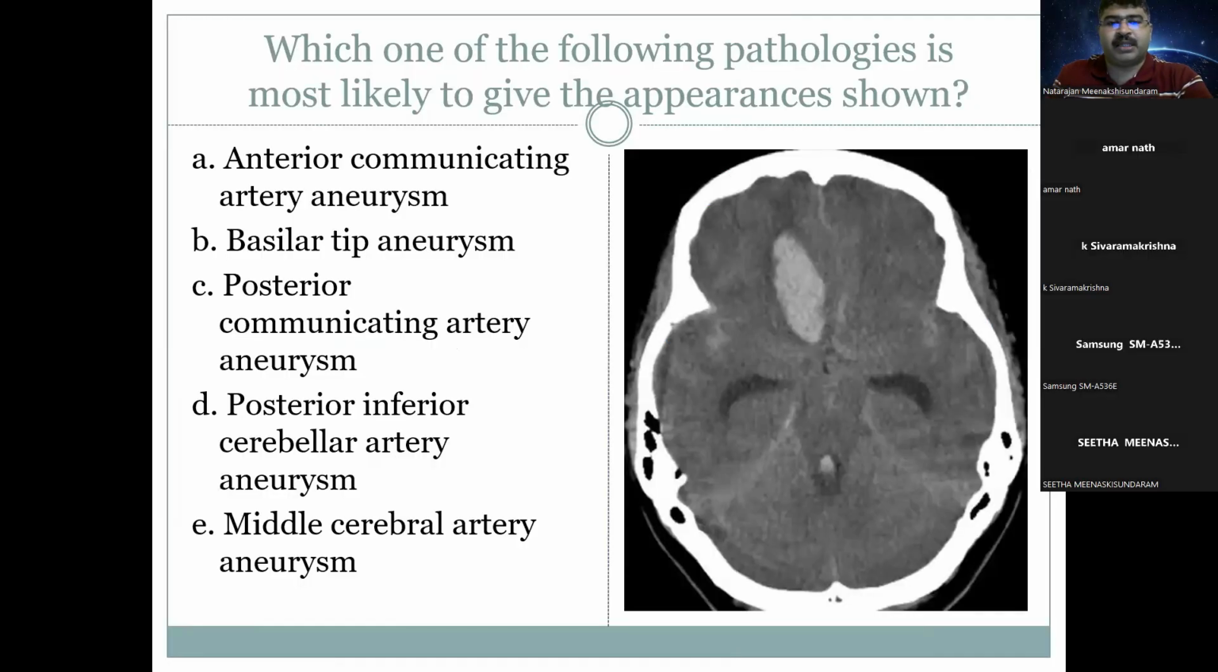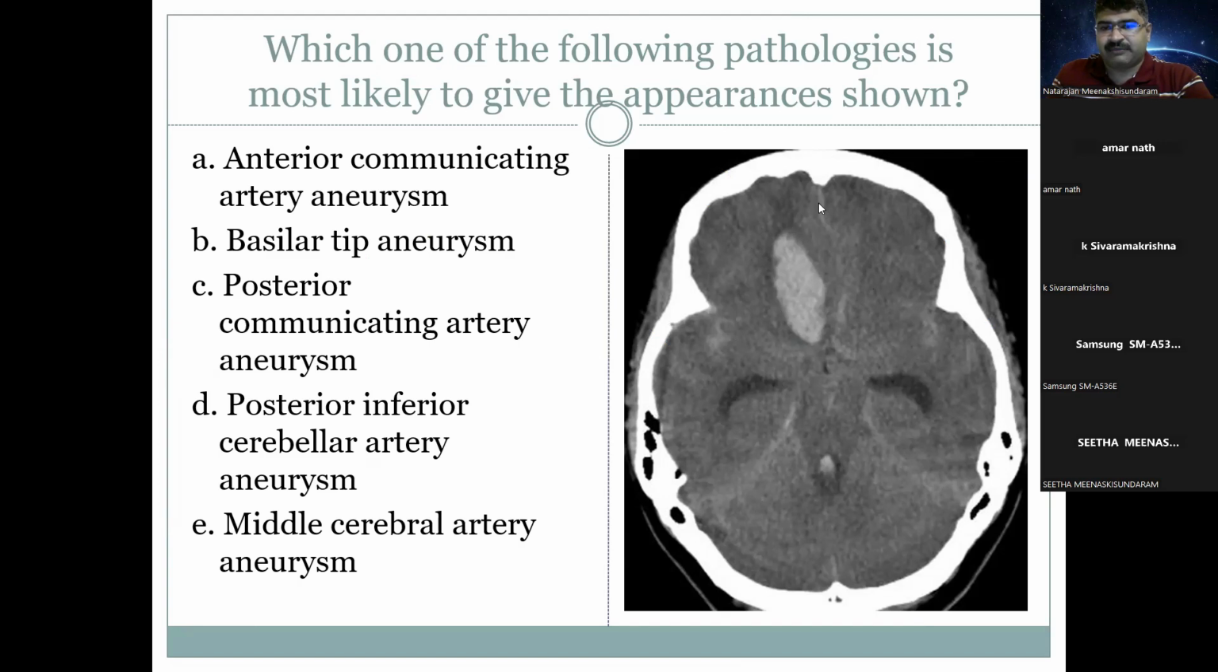One of the following pathologies is most likely to give the appearances below? So what you see here is a flame-shaped hemorrhage. You can see prominent temporal horn of the lateral ventricle, and sulcal gyral differentiation is not clearly seen here because there is significant diffuse cerebral edema.